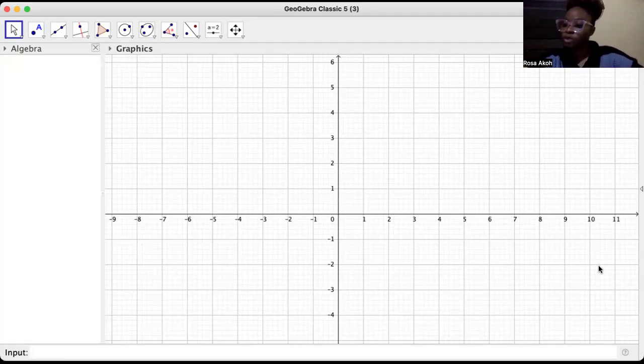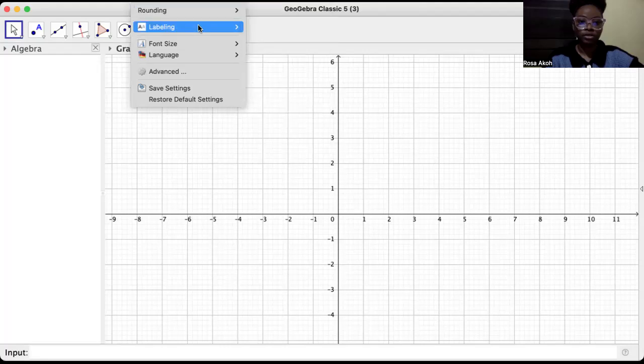Rigid motion is any transformation that does not alter the distances or the angles when that particular object is being transformed. So today we're going to look at rotation about a point, reflection about a line, and translation by a vector.